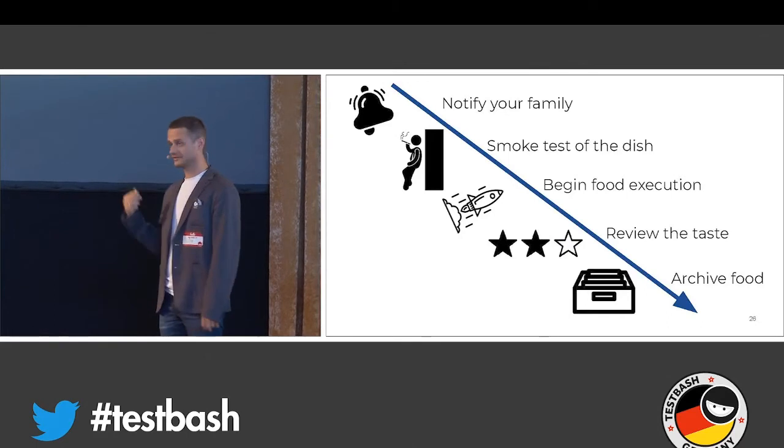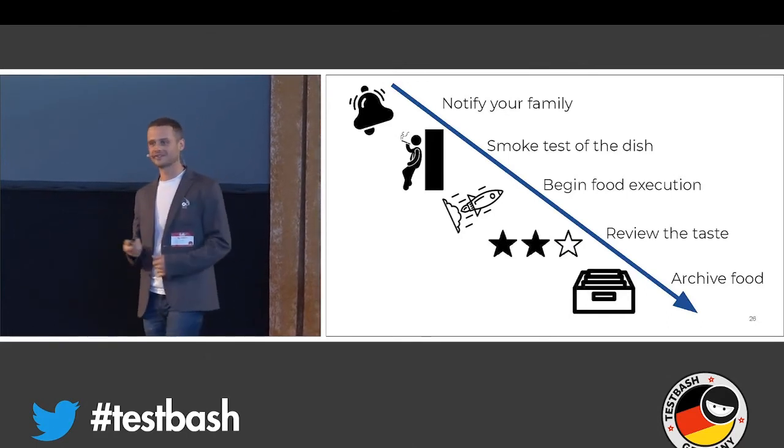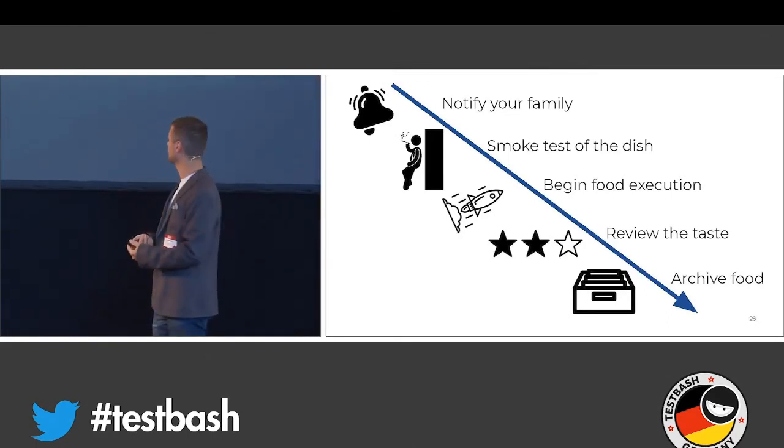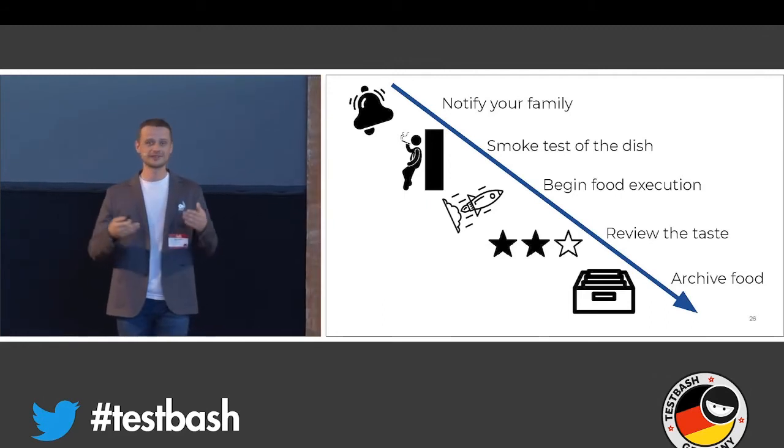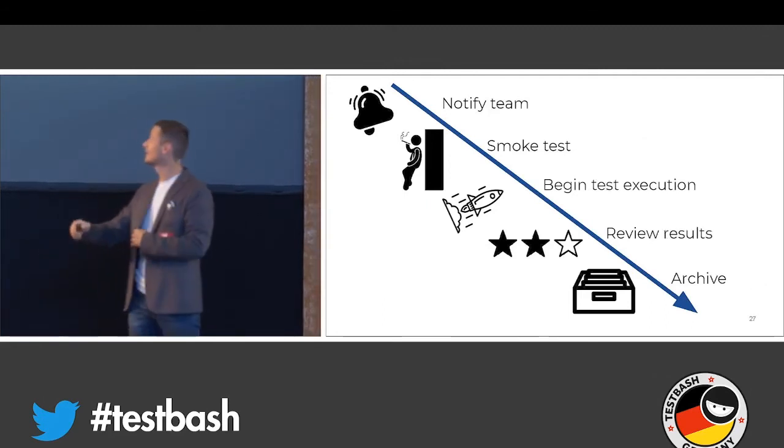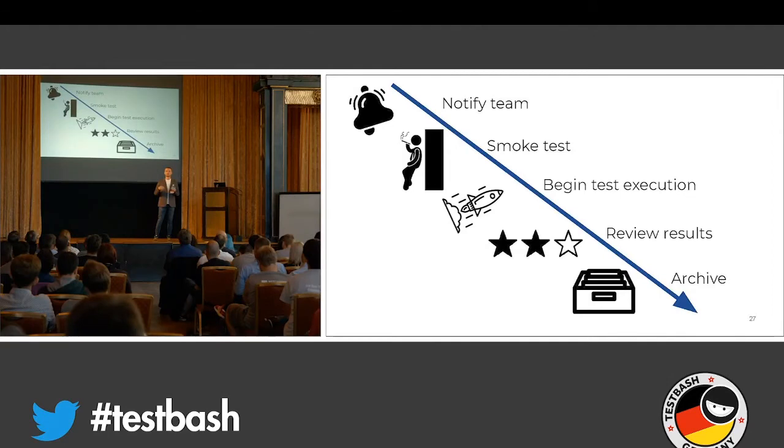Reviewing the result, simply speak with your family if the taste is good. And of course, archive food, just simply hiding leftovers in the fridge. And the same happens when we speak about execution of a performance test script. First, we notify our team that we want to execute a performance test on a particular date.